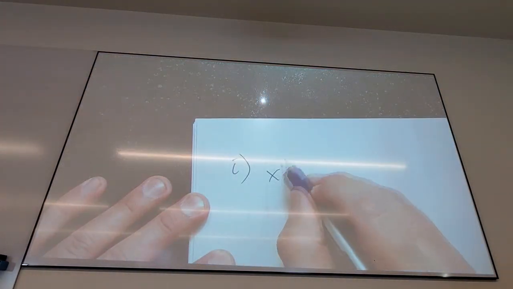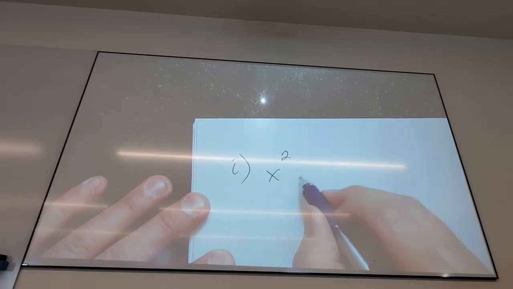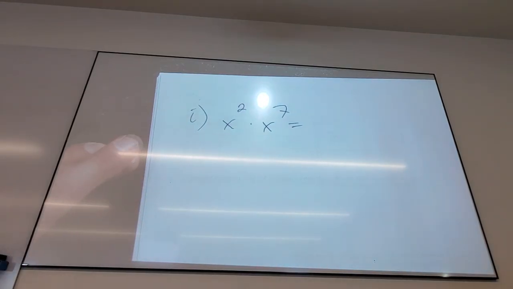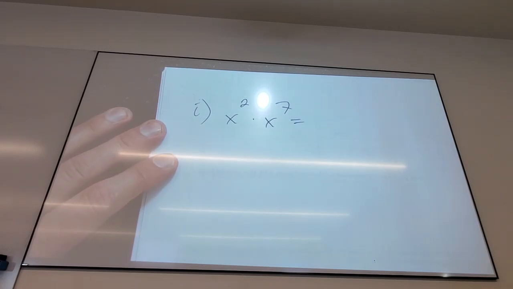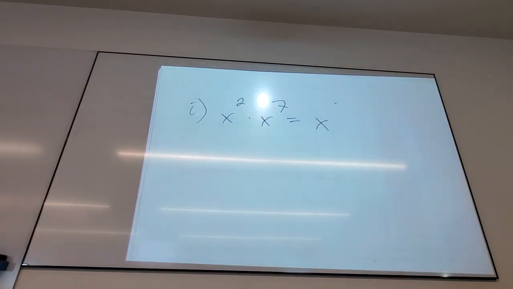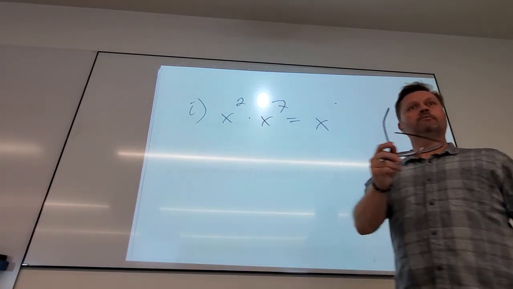So, watch what can happen now. You're going to be very excited about this. Can you guys remind me how to do this problem? x squared times x to the 7. Nine, good, right? Not 14.